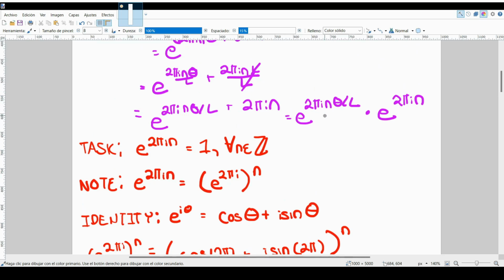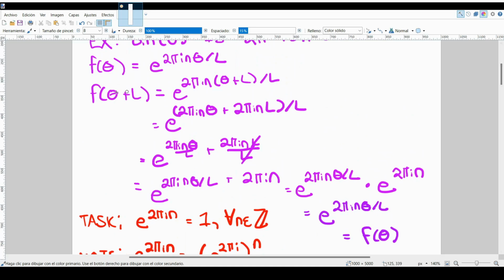And then we can deduce that, because this value on the right is equal to 1, this is just going to equal e to the power of 2 pi I n theta over L, which is just equal to f of theta. So if we backtrack, we started with f of theta plus L, and we've shown that regardless of what theta value we have, this is going to equal f of theta. So we're done, and we've proved the L periodicity of this function.